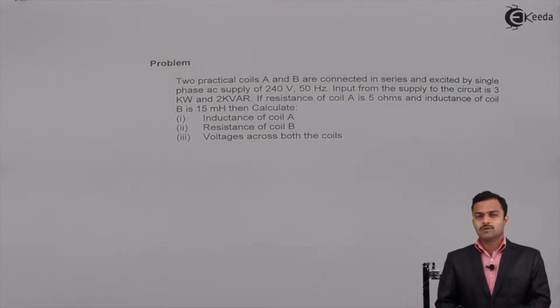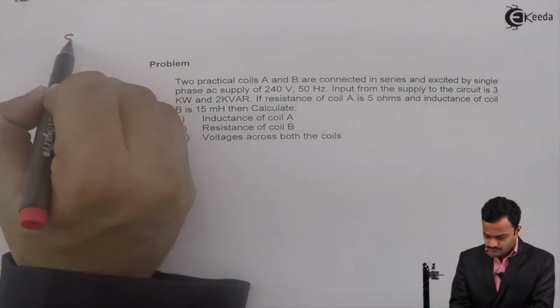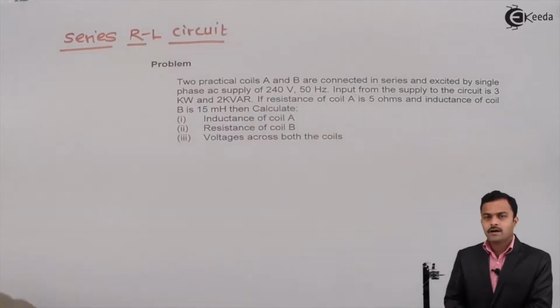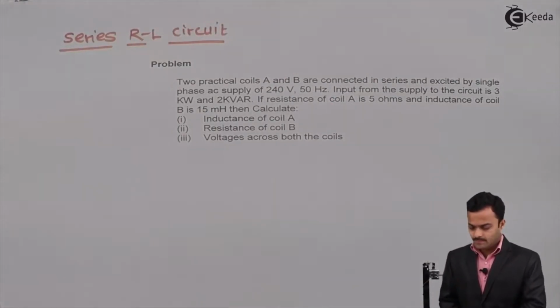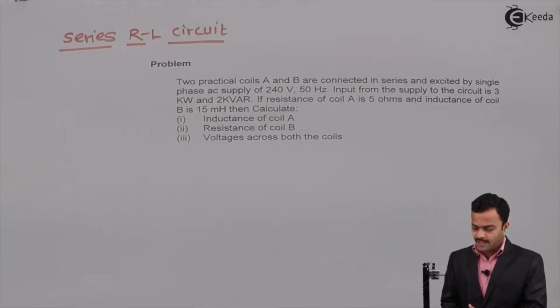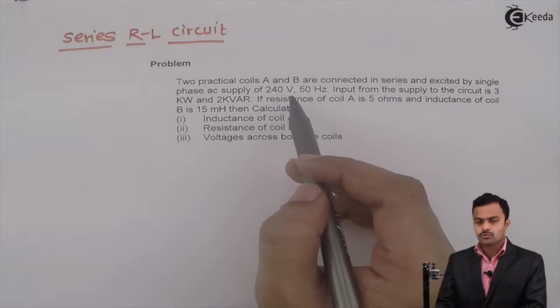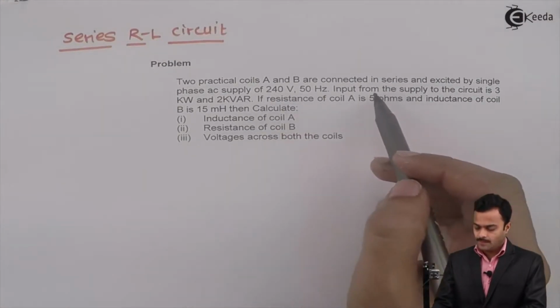In this video, we are going to solve a problem based on series RL circuit. The problem states like this: two practical coils A and B are connected in series and excited by a single phase AC supply of 240 volt 50 Hz.